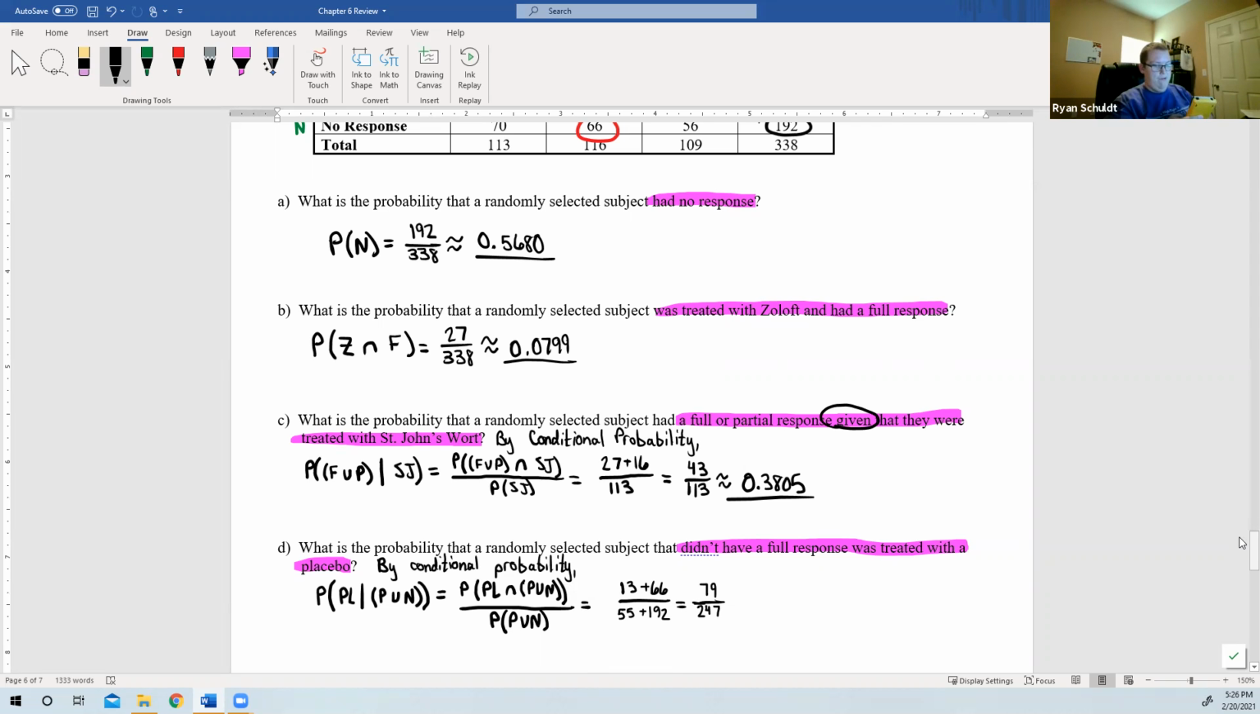Let me check the top now, because now I'm worried about the top. Nope, top is right. Okay, so then let's divide them to get 4 decimal places. Approximately 0.3198. Okay, so the probability that they didn't have a full response and they were treated by the placebo would be 0.3198. So this one was a little tricky. We had to kind of reverse engineer it some.